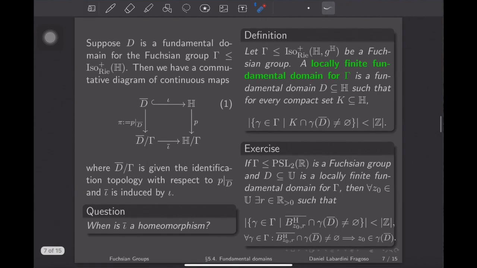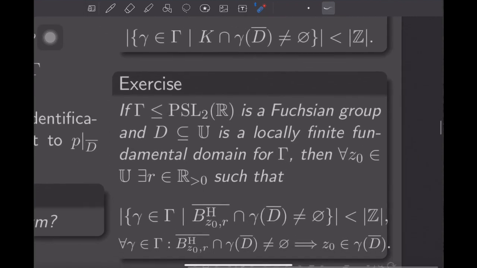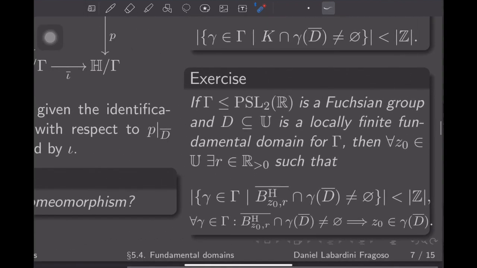Right, and then of course the question is going to become: if I have a Fuchsian group, does there always exist a locally finite fundamental domain? And if so, is it possible to give some way, at least theoretical, to construct such a fundamental domain? That's going to be the next question after we prove our main theorem. Okay, but as a preparation, we have this exercise.